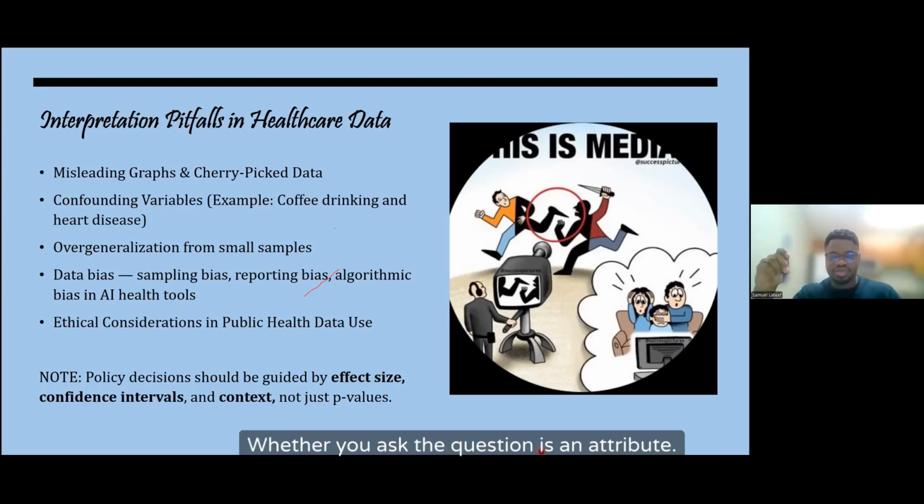Whether you ask the question is an attribute. So all these are variables of each of the observations. So imagine a spreadsheet. On your rows, you have observations. Each row is an observation, and each column is an attribute of each of the observations.